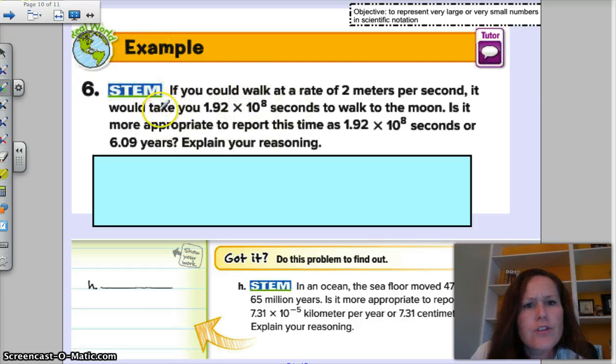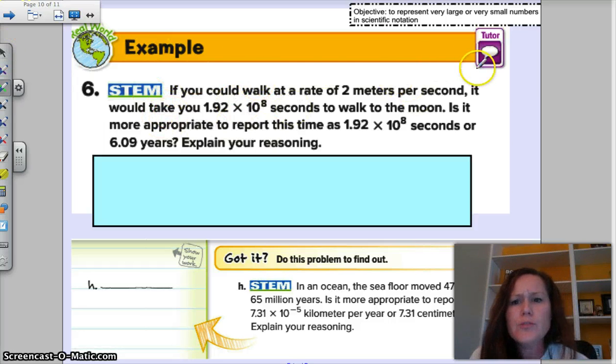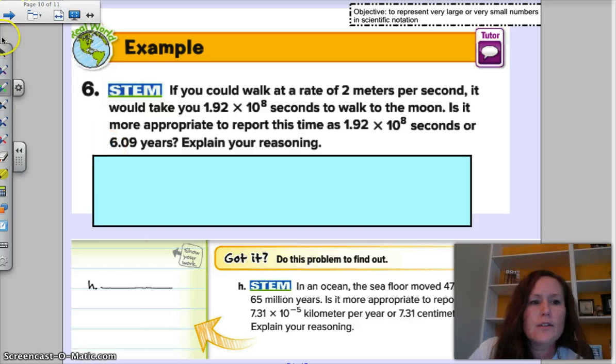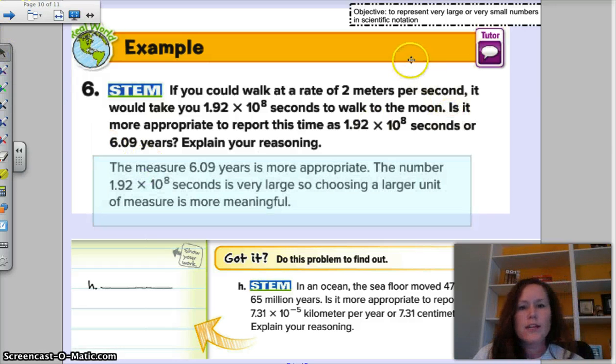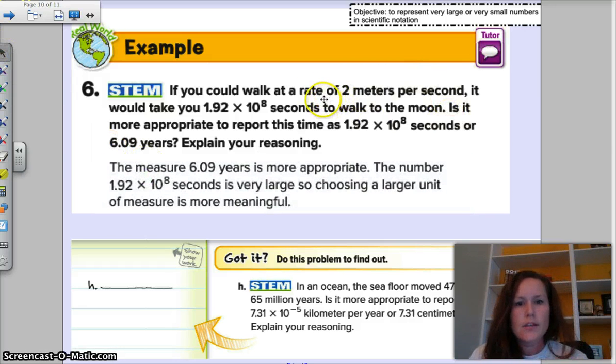Actually, no, you don't even need to try it on. If you could walk at a rate of 2 meters per second, it would take you 1.92 times 10 to the 8th seconds to walk around the moon. Is it more appropriate to report this as scientific notation seconds or this many years? Well, obviously you're going to want to represent it in years because that makes more sense. The unit of measure makes more sense. Try this one and see what you get.